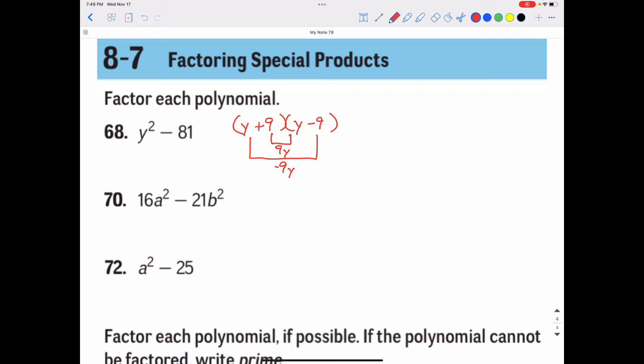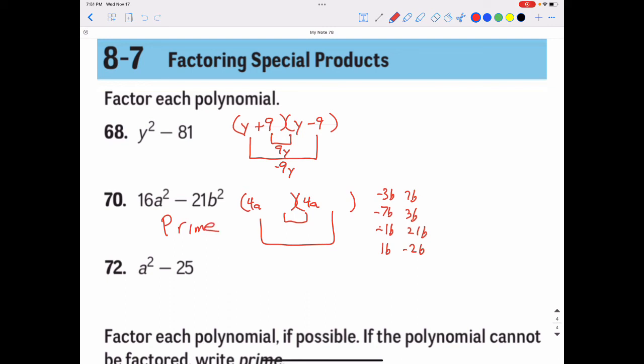70, we cannot do a distributive property, so we're looking for factors of 16a squared. We can use 4a and 4a. And then we can try to use factors of negative 21b squared, but we're trying to get it to add up to equal 0. The only factors of negative 21b squared would be negative 3b and 7b, 7b and negative 7b and 3b, and then 1 and 21. And none of those is going to give you insides and outside terms that add up to 0. So this is prime.